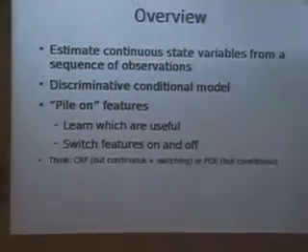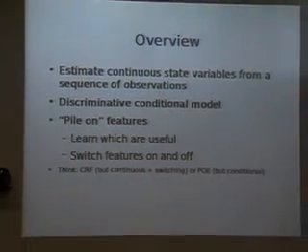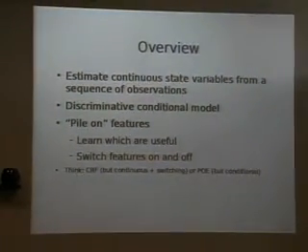So if you know a lot about machine learning, then you might think this looks a lot like a conditional random field, except that we have a continuous state variable instead of discrete, and our features can switch on and off. And then if you know a lot about the stuff that Geoff Hinton's group does, then you might say this is a product of experts, except that we're training it conditionally.